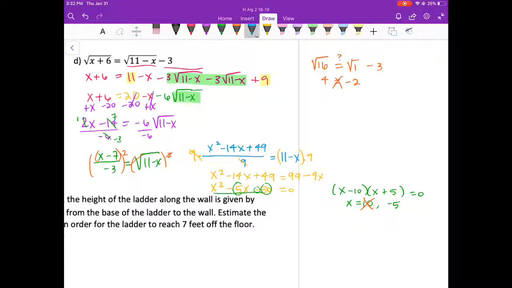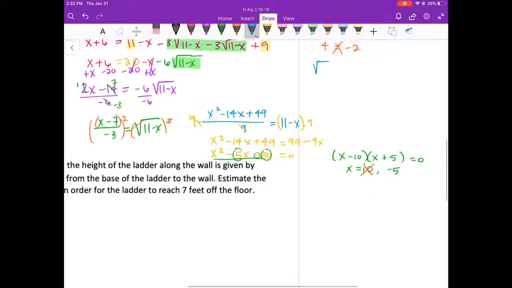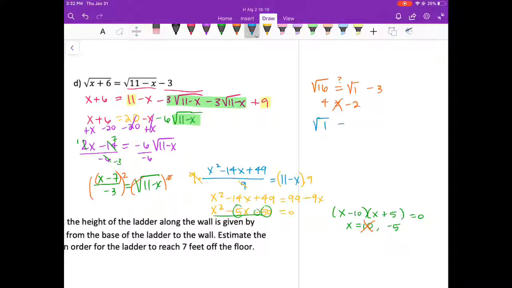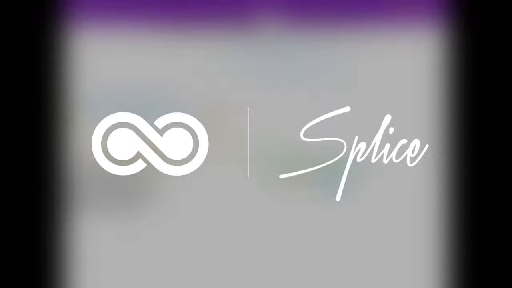So plugging in negative 5, I have the square root of negative 5 plus 6 gives me a positive 1 equals the square root of 11 minus negative 5, 16, minus 3. 1 equals 4 minus 3, question mark? Yep. So that means that my solution for x is just negative 5.